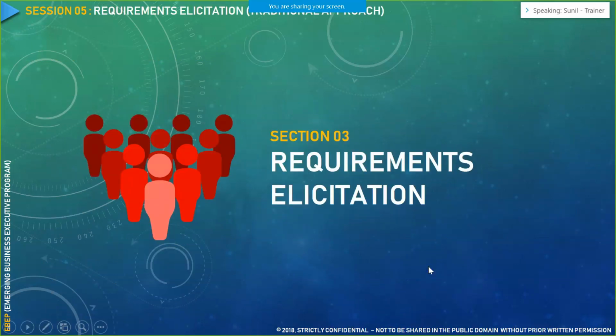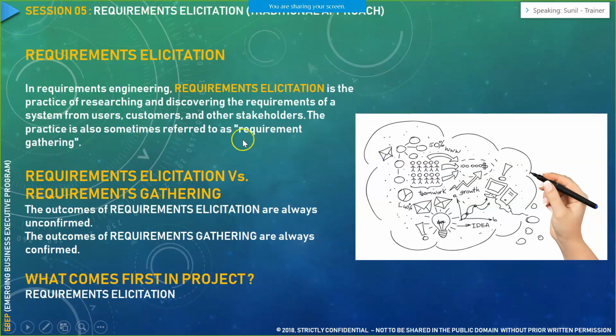Now we'll start with our requirement elicitation. Now when I say requirement elicitation, it is more about researching and discovering the requirement from users, customers, or stakeholders. So before writing the actual requirement, we need to first understand the requirement. So what essentially happens is the business people or the customer or the outsourcing company, they do not give concrete requirement to the vendor company.